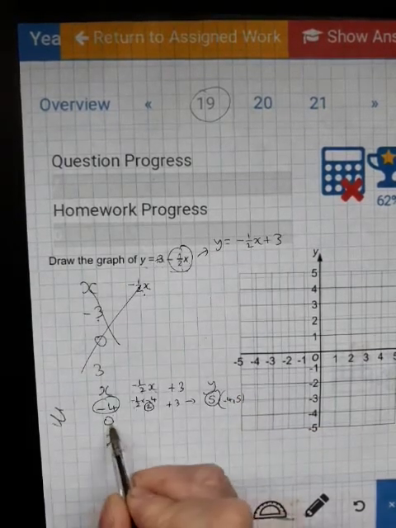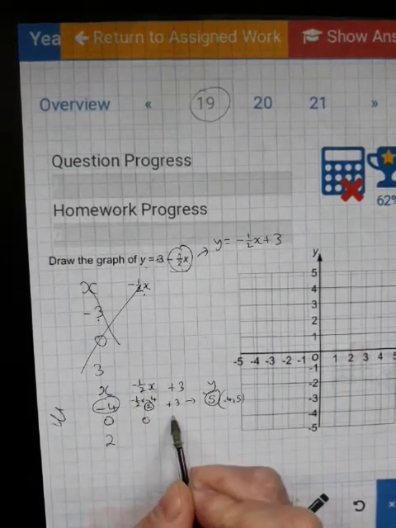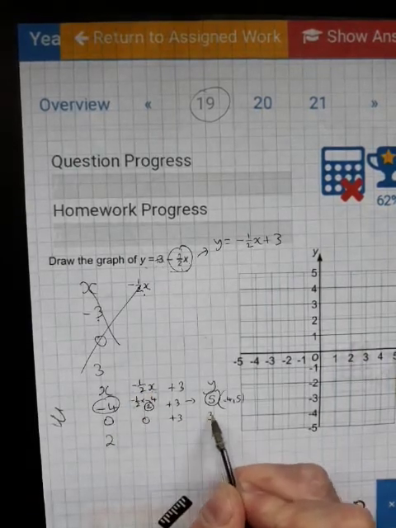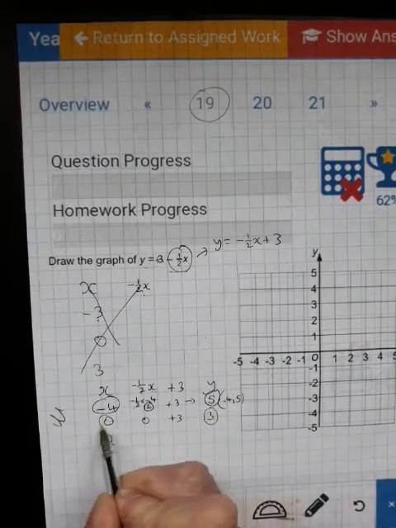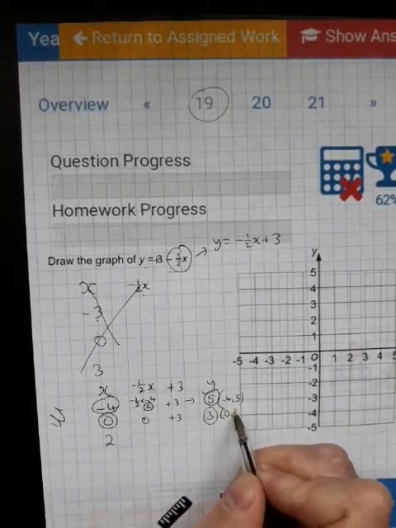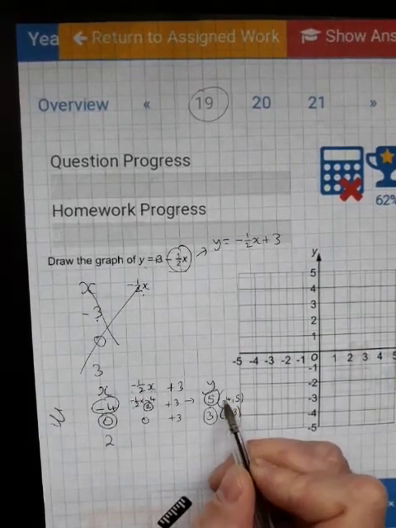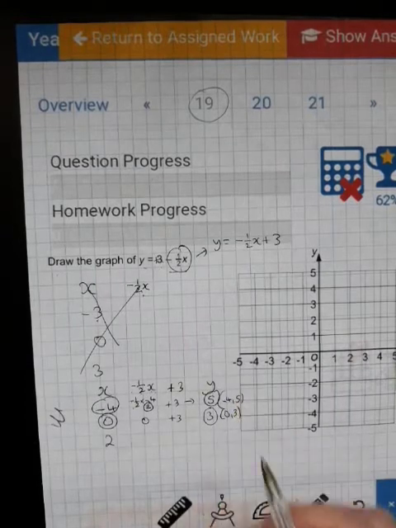Let's try again. Negative a half times 0. Well, anything times 0 is 0. Plus 3 gives me 3. You can see why I choose 0 a lot of the time, because it makes life easier. So my coordinate there would be 0, 3 from that pairing of x and y. Remember, the x coordinate first, the y part of the coordinate second.